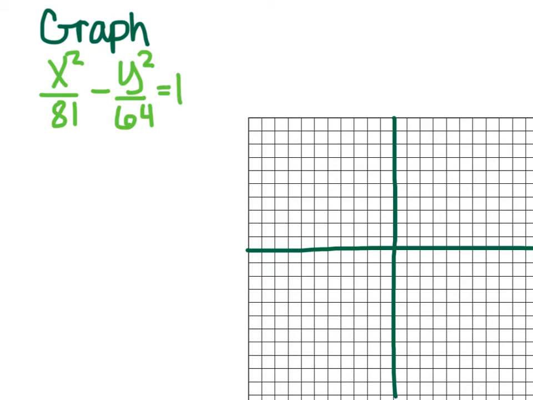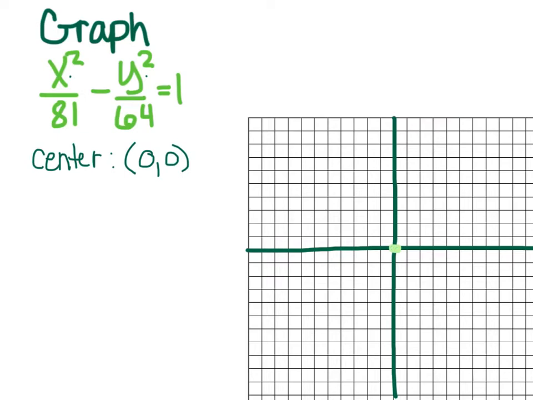All right, so let's do a few examples. We're going to graph x squared over 81 minus y squared over 64 equals 1. So the first thing we're going to do is locate the center. Center is HK. And since we don't have an H and we don't have a K, our center is at 0, 0. And we're going to put the point there.